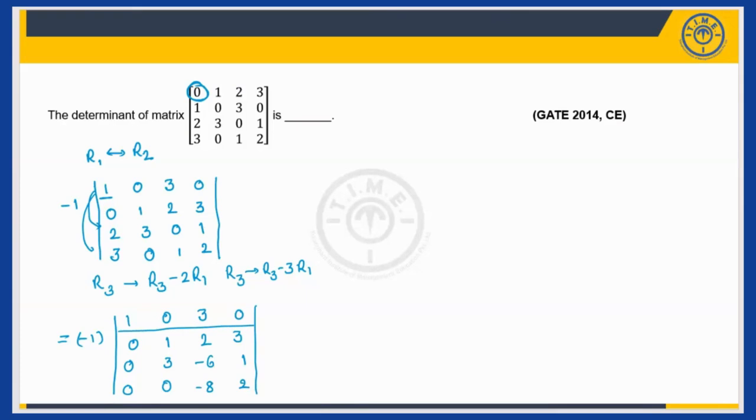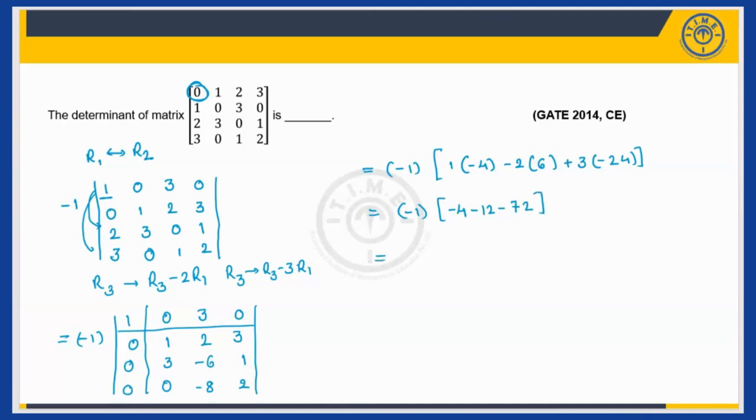Now take out the first row and the first column. So that is minus 1 times of minus 12 plus 8 minus 4, minus 2 times of 6 minus 0, plus 3 times of negative 24. So minus 4 minus 12 minus 72. And that is equal to how much? This is 84, 88.